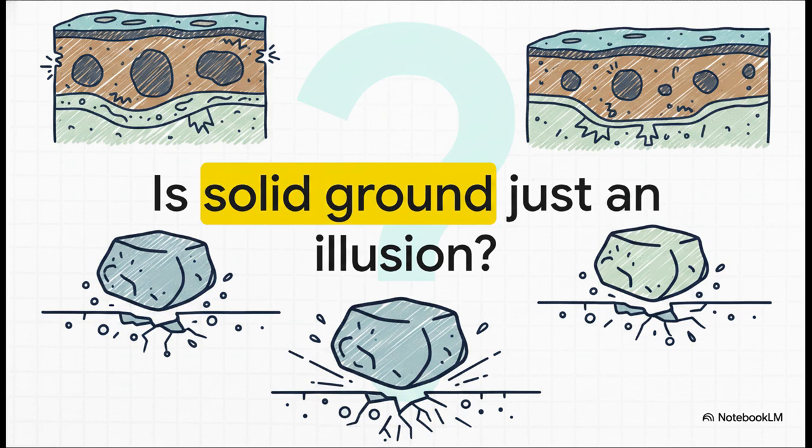We started off by looking at rocks as these heavy, immovable, solid objects. But through the math, we've proven that the earth beneath us is actually filled with massive empty voids, moving fluids, expanding materials, and hidden fractures. So I leave you with this question. If all of that is true, is solid ground just an illusion?